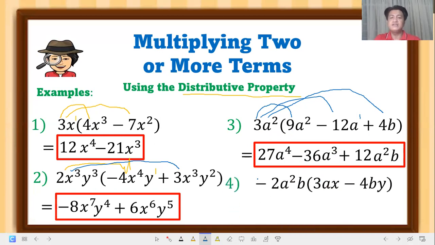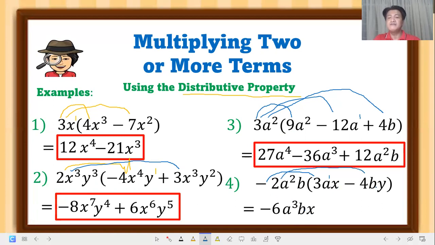Okay, next we have this number 4. So meaning to say, monomial multiply to binomial, just simply distribute, di ba? Okay, meaning to say negative 2 times 3, that will become negative 6. And since may a dito, meron ding a, di ba may exponent is 1, kaya copy the same base, which is a, add mo yung 2 plus 1, that will become 3. Kaya a cubed, tapos yung b tsaka x kasi, wala silang same base or walang kaparehas. Kaya copy mo lang. And we have to proceed to second term.